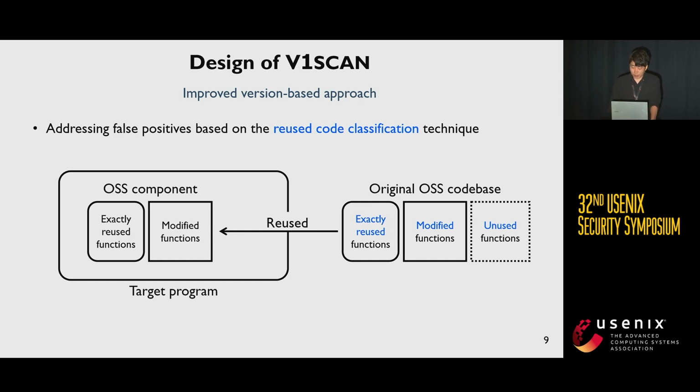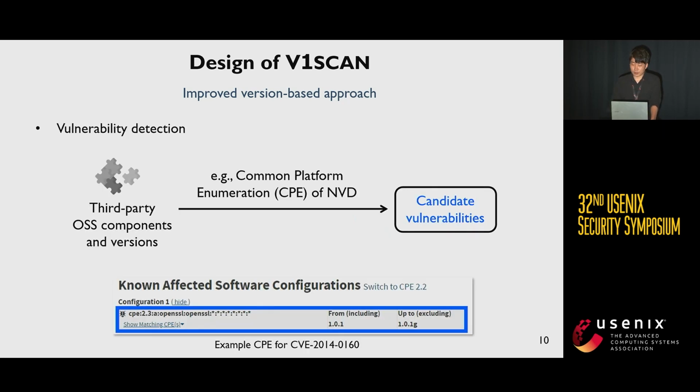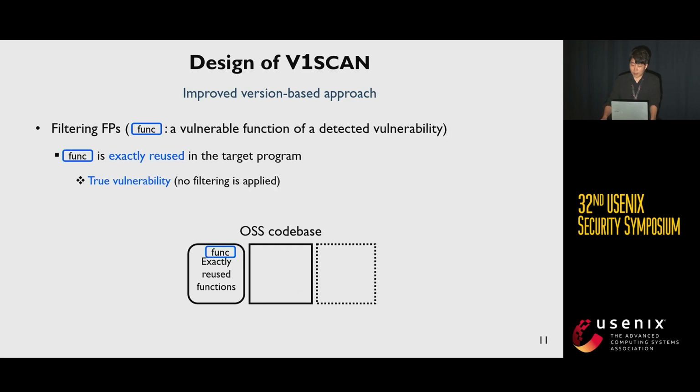After classifying all the reused functions for our component, V1SCAN then detects the candidate vulnerabilities for each component by using the CPE information of the embedding. But as I previously mentioned, these candidate vulnerabilities may contain some false positives, which are unused or resolved vulnerabilities. So to filter out such false positives, we devise a new filtering method.